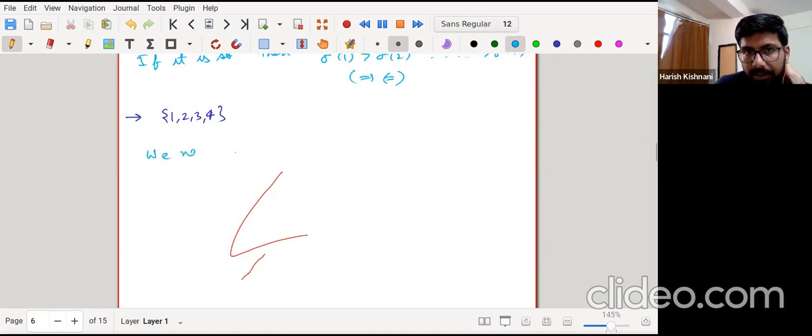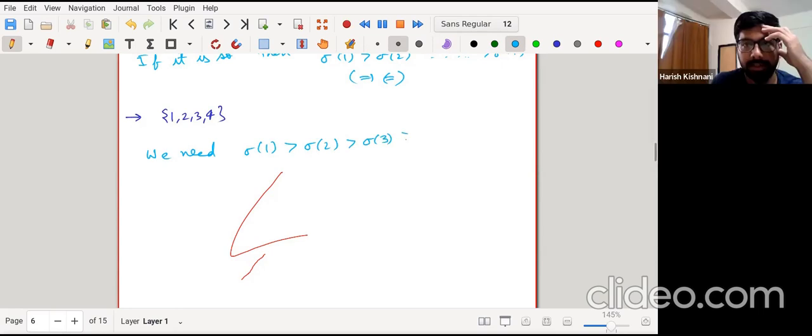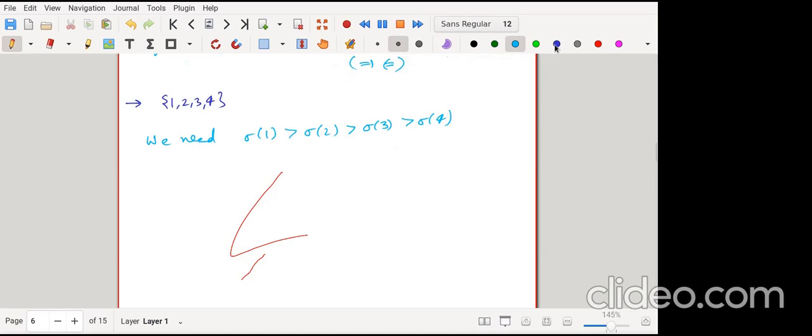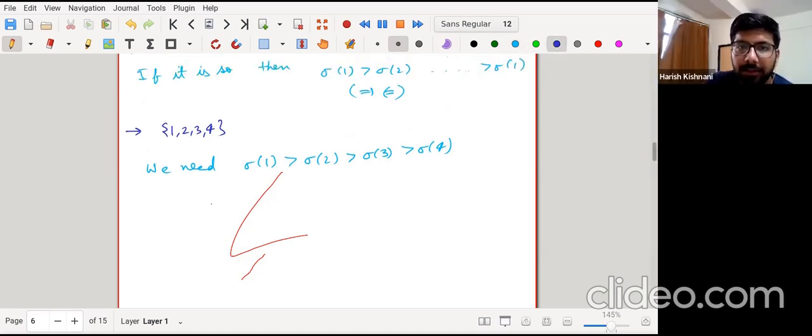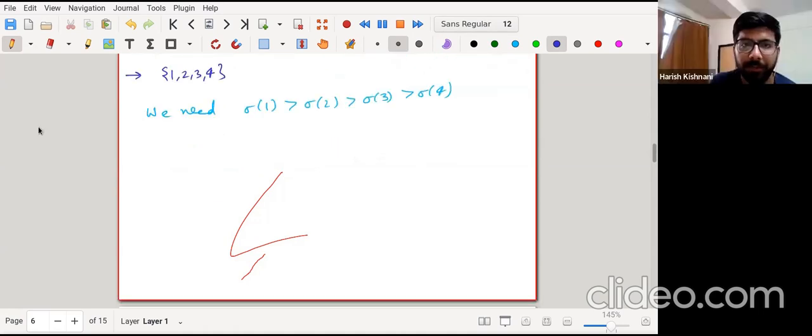We need sigma of 1 to be greater than sigma of 2, which has to be greater than sigma of 3, and then greater than sigma of 4, right? And 5 is not given here. So let's go with the obvious choices: 5, 4, 3, 2, 1. Is it one of the permutations? Yes, exactly.